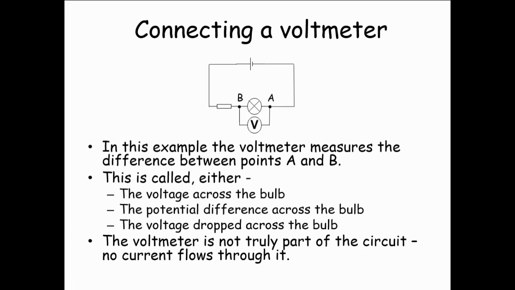Now the voltmeter is not truly part of the circuit because ideally no current flows through it. So all of the electrons coming from the supply will simply go around a simple loop here. It's still a series circuit, even though this part is connected in parallel, none of the electrons go this way. None of them follow the path through the voltmeter. They go through the light bulb instead.